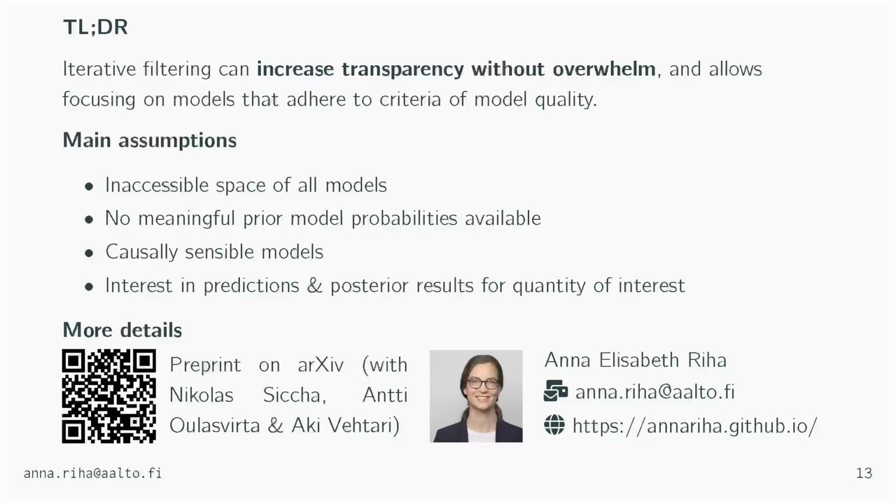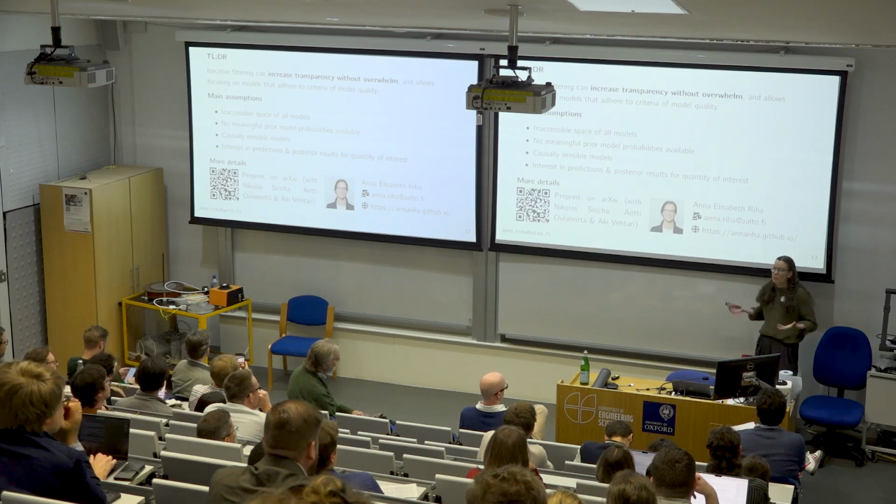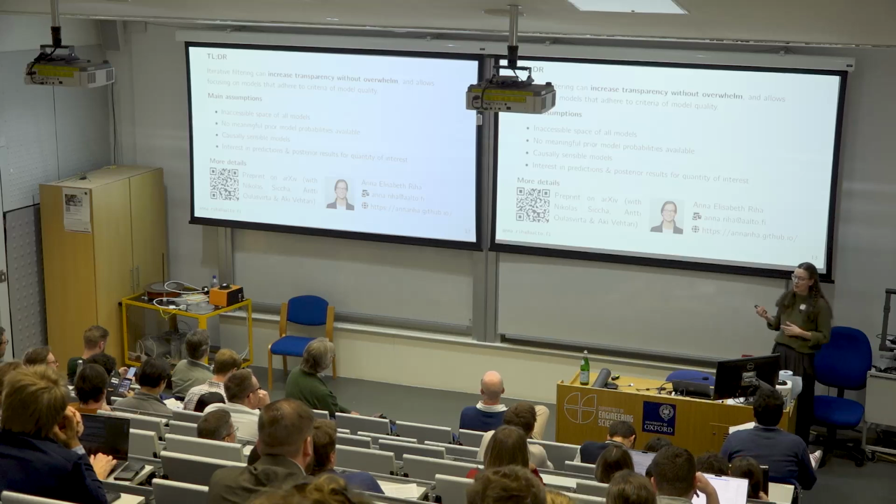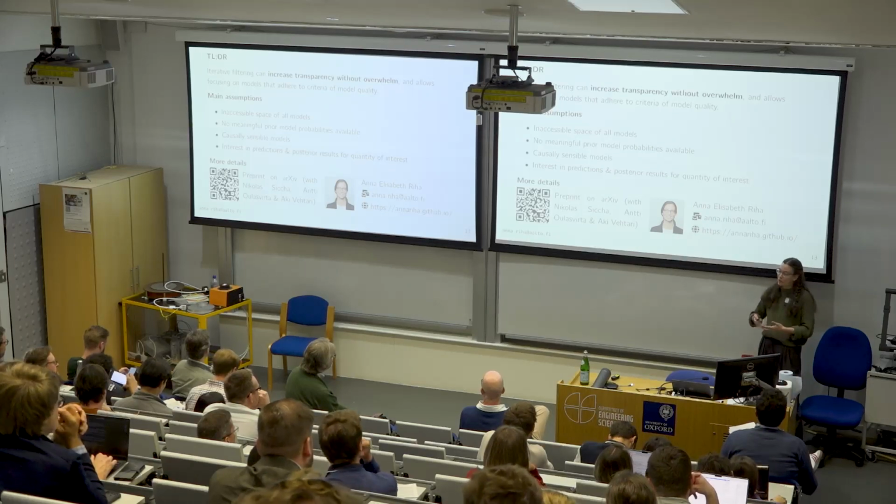So this is just a quick summary. Iterative filtering is nice because you get an increase in transparency without overwhelm, and you can move from large sets of candidates to models that adhere to criteria of model quality that you care about. And our main assumptions here are that this space of all models is inaccessible, and it's not possible to form a meaningful prior over the models.